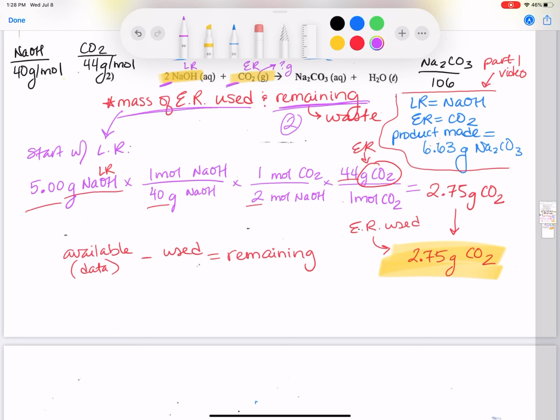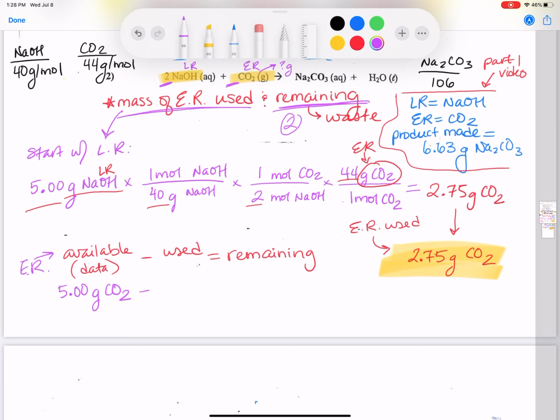And so my data, that comes from the problem. And the problem specifically told me that I had 5.00 grams of CO2. Remember, you're dealing with your excess reactant only here. So it was still 5.00 grams, but it was the CO2. That was our excess reactant.